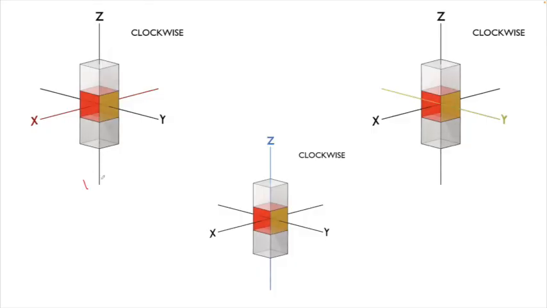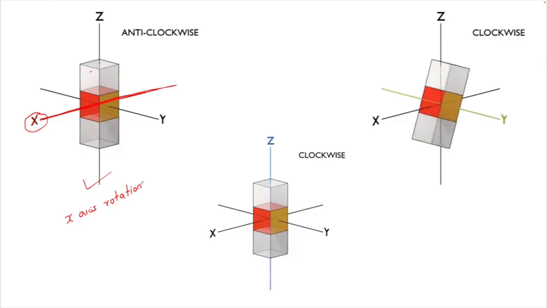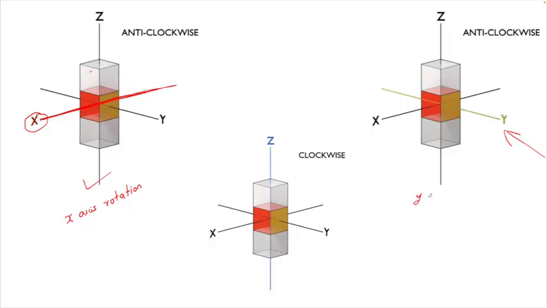Look at this. This is rotating with respect to the x-axis. That means this is looking like a shaft, and this is inserted. So it is rotating clockwise and anti-clockwise with respect to the x-axis. This is called x-axis rotation. Now look at this. This is rotating with respect to the y-axis. It looks like the y-axis is the shaft and the disk is rotating with respect to it. This is called y-axis rotation.